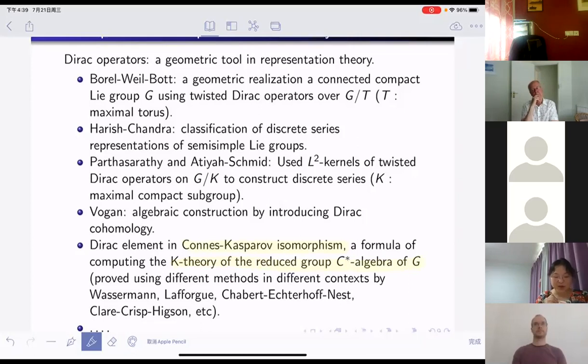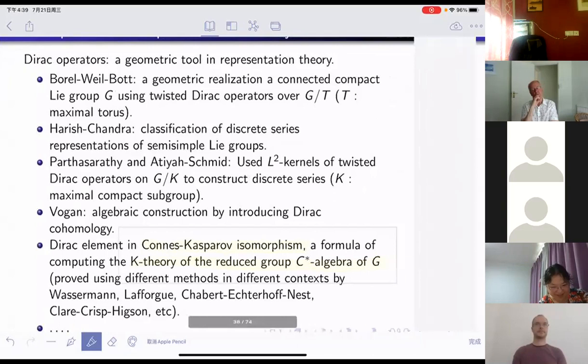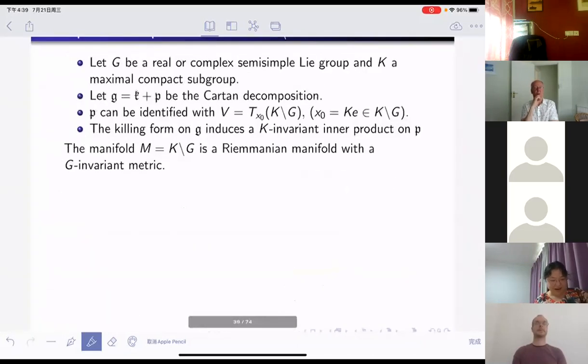I'm going to talk precisely about this aspect in the next two lectures, so I'm going to skip this. Okay, so now I'm going to describe how the Dirac operator on the space that is related to representation works out.